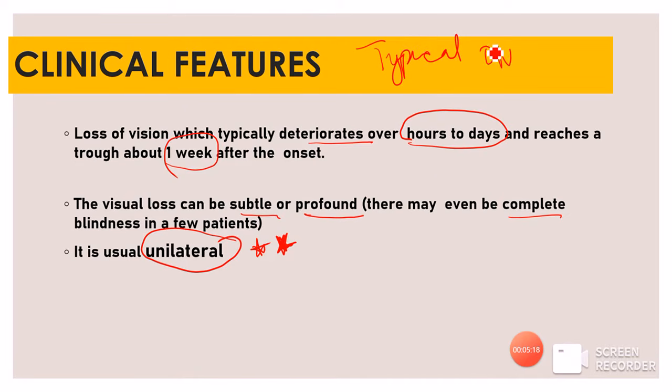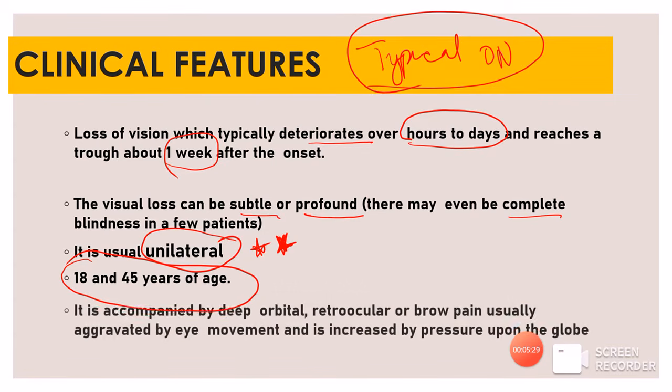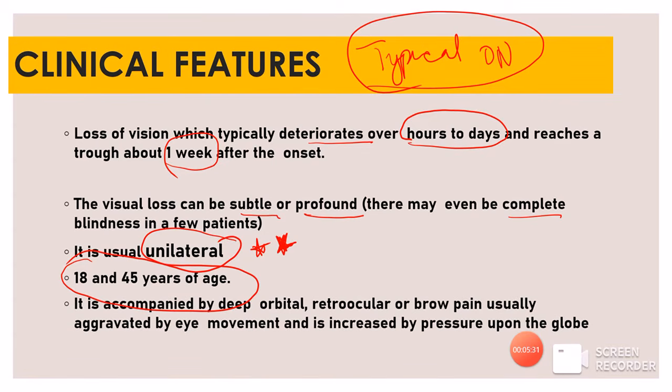Okay, so these are the clinical features of typical optic neuritis. Then one more important thing is the age of presentation, 18 to 45 years of age. And along with that, there will be pain, deep orbital or retroocular or brow pain, which is aggravated by eye movement, and it is increased by pressure upon the globe. Now you might ask, why is there pain with eye movement?